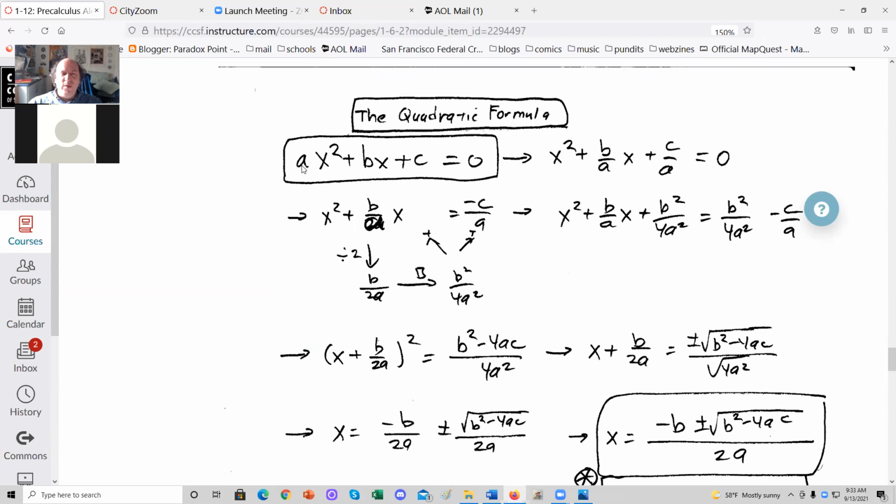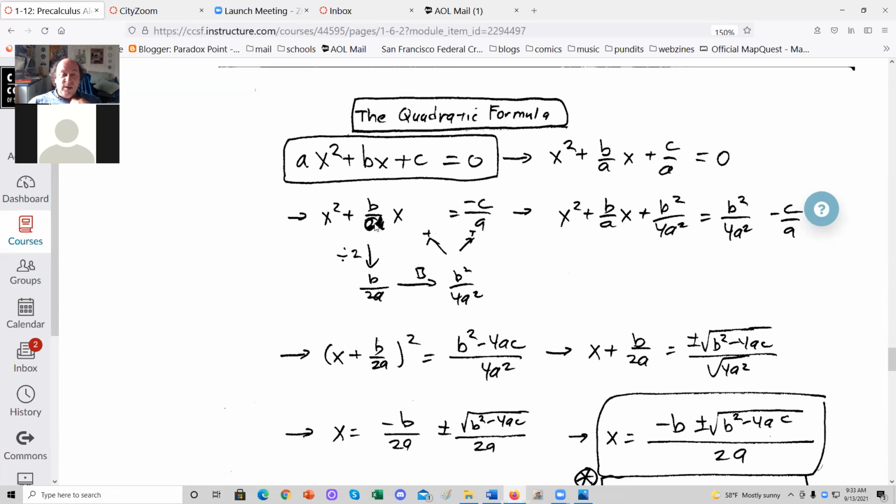So starting with a general formula, ax squared plus bx plus c equals 0. First, we'll divide by a to get rid of it in front of the x squared. x squared plus b over a x plus c over a equals 0. Transpose the c over a: x squared plus b over a x equals negative c over a.